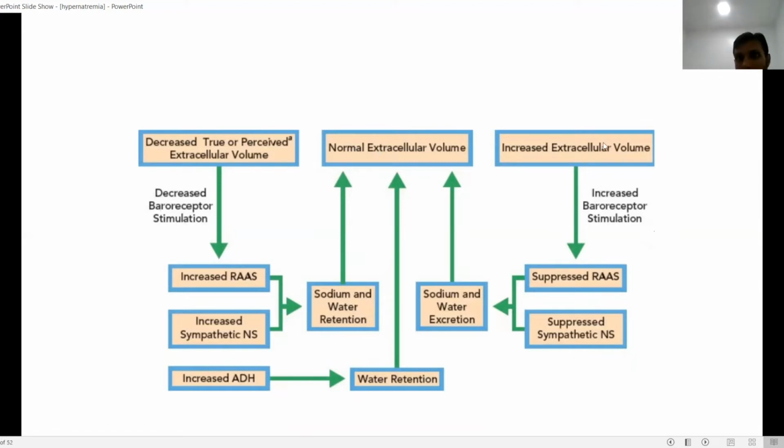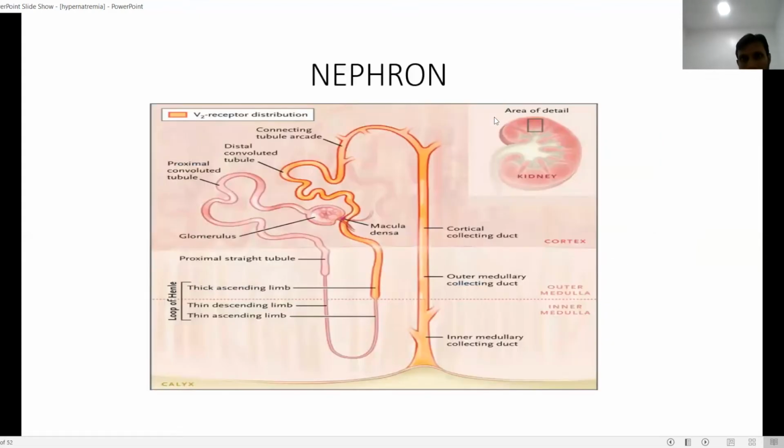And in the opposite wing, if there is increased extracellular fluid volume, it will cause increased baroreceptor stimulation that will cause suppression of the RAS system and suppression of the sympathetic nervous system that will cause sodium and water excretion and decrease in the extracellular volume leading to normalization of the volume.